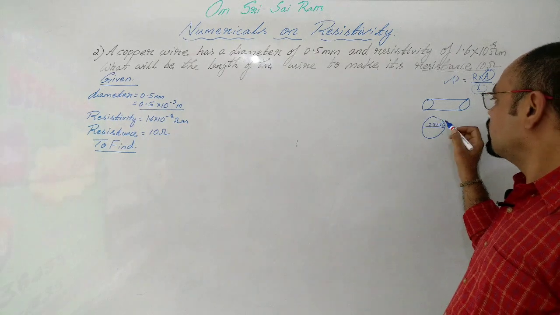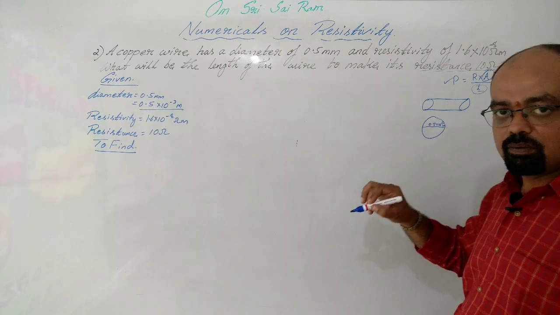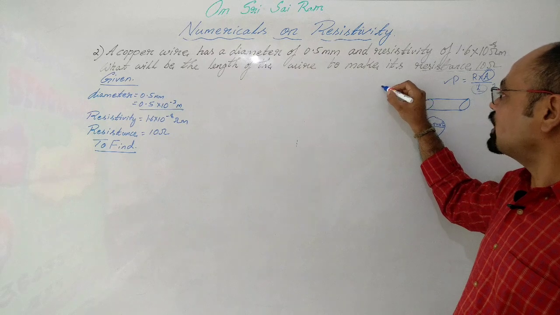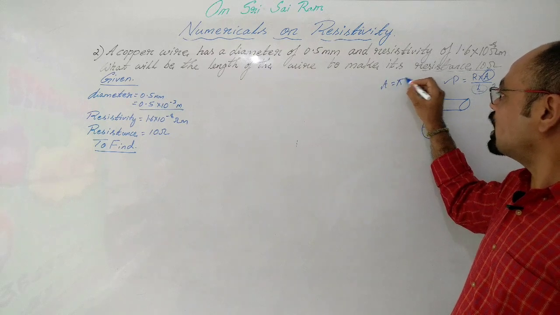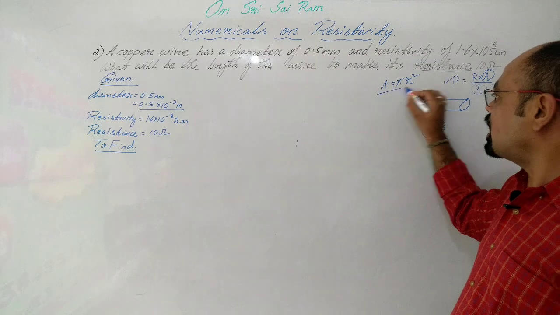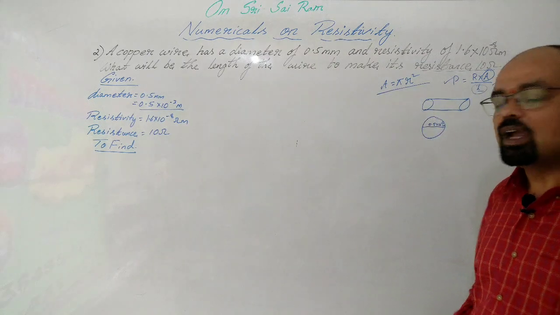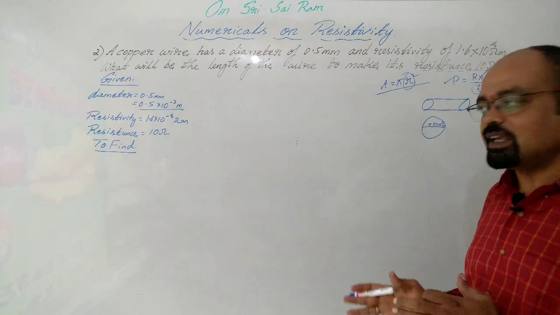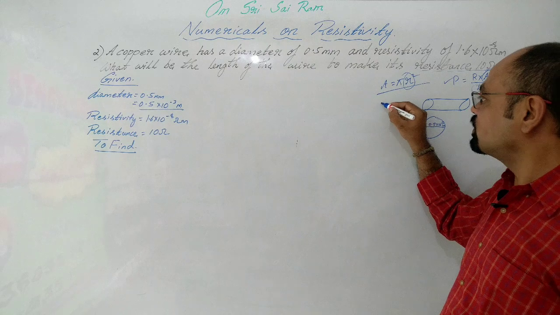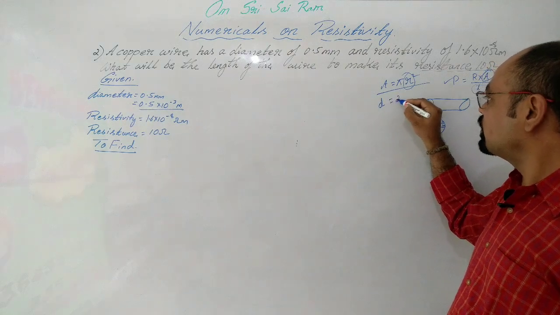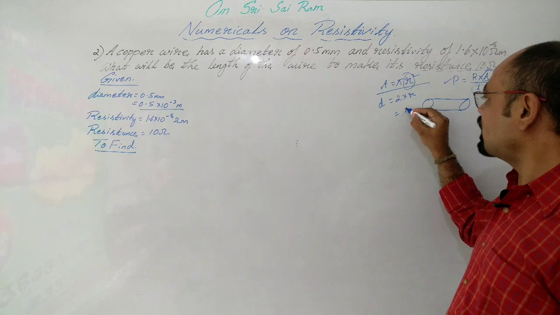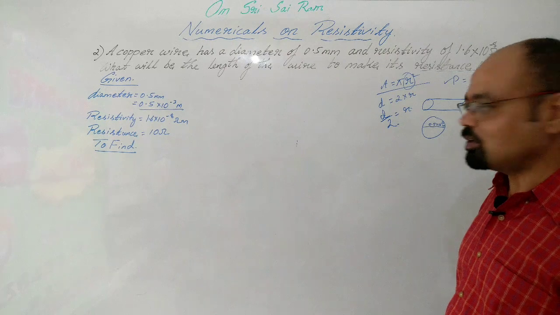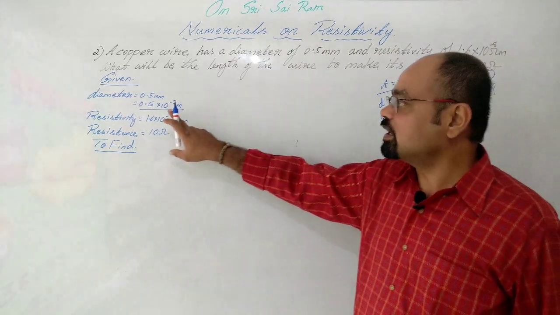So now we need the area of this circle. To find the area of the circle, we use the formula A is equal to pi r square. In this we have R, which stands for radius. To calculate the radius, we know that diameter is twice the radius. Means if we want radius, we need to divide diameter by 2. And diameter is given here.